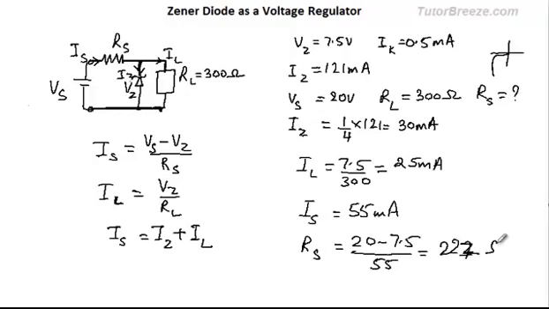So now you can use a standard resistance of 220 ohms, because a slight variation in the resistance won't make much of a difference, because the current through the Zener will change, but the voltage across the load will remain the same.